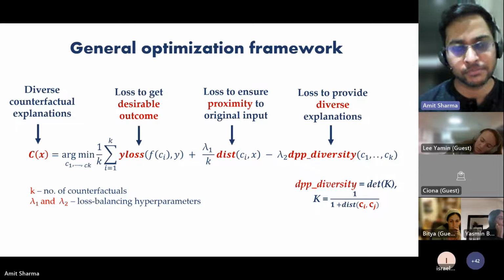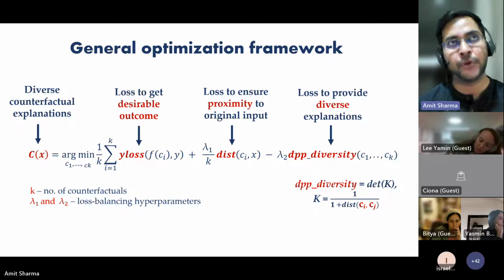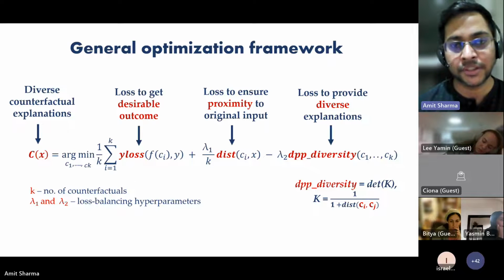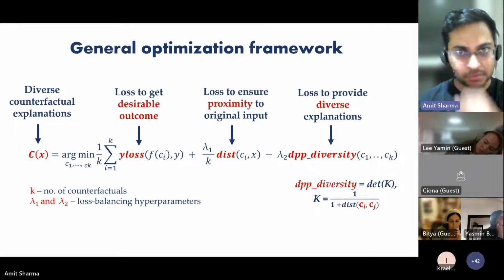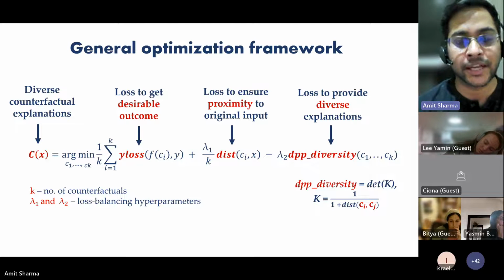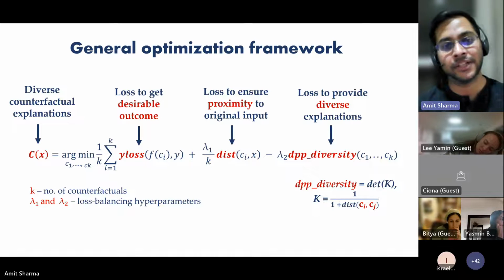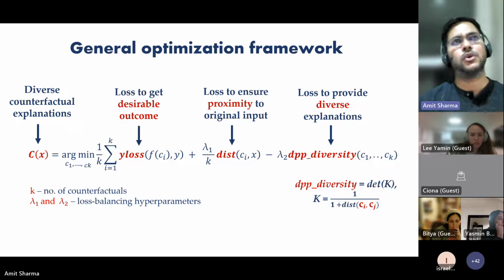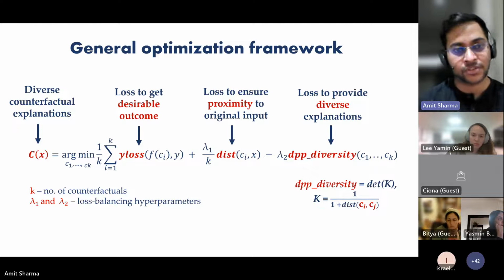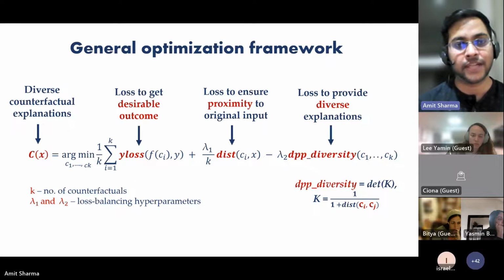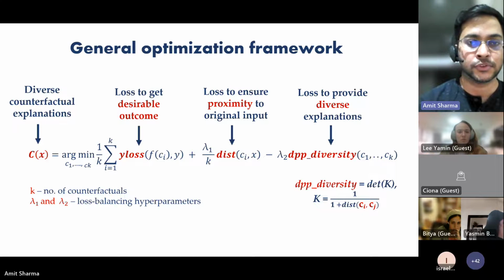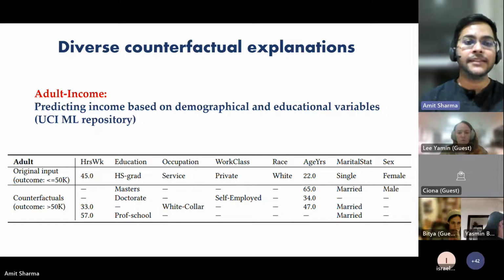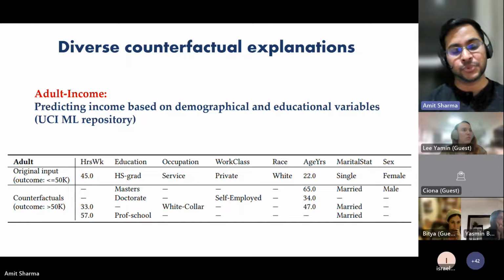And then also we had a term which was prioritizing diversity. So this is the determinant of a determinantal point process matrix. And essentially what it ensures is that the CIs that I'm generating are diverse among themselves. So that's one of the obvious things that one may do. If you have a differentiable model and you have multiple outputs to generate, we can simply write the loss as what we want. So we want it to be the different class and we also want it to be close to the original input. And this technique actually works reasonably well.